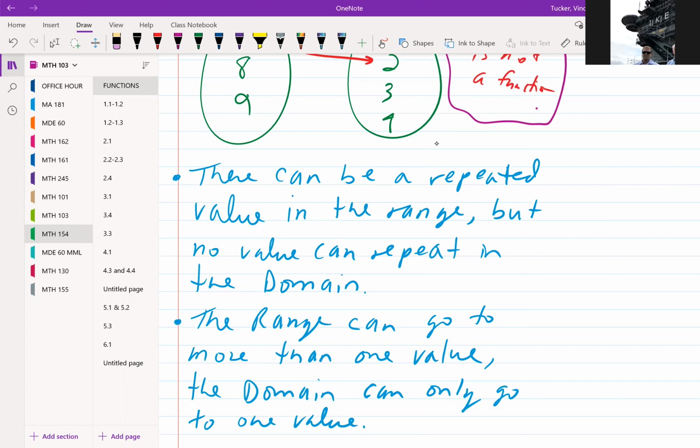Mr. Tucker, is it the same scenario when those are negatives for the domain or the range? Yes. So whether it's negative or positive doesn't change the relationship. Okay, great. Thank you.